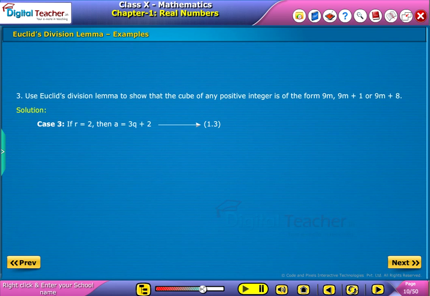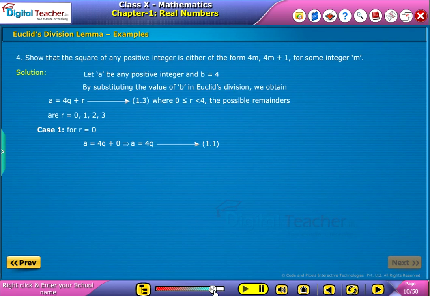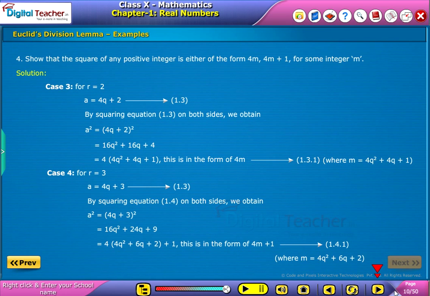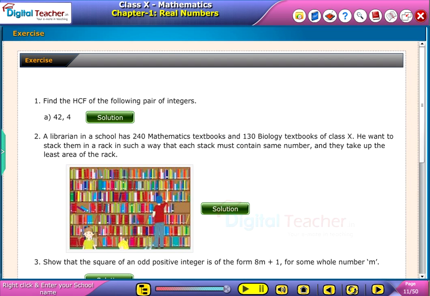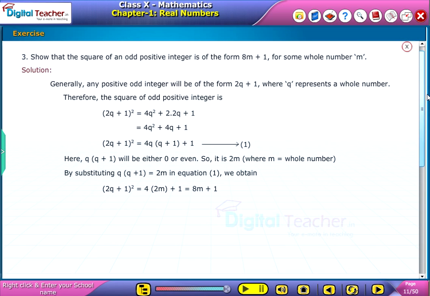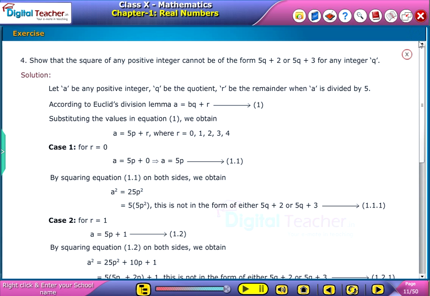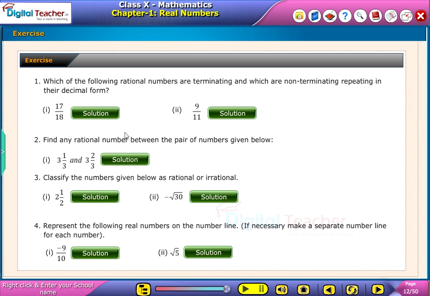Case 3. If r equal to 2, then a is equal to 3q plus 2. By cubing equation 1.3 on both sides, we get a cube equal to 3q plus 2 whole cube. 4. Show that exercise problem. Let us solve the exercise problem.